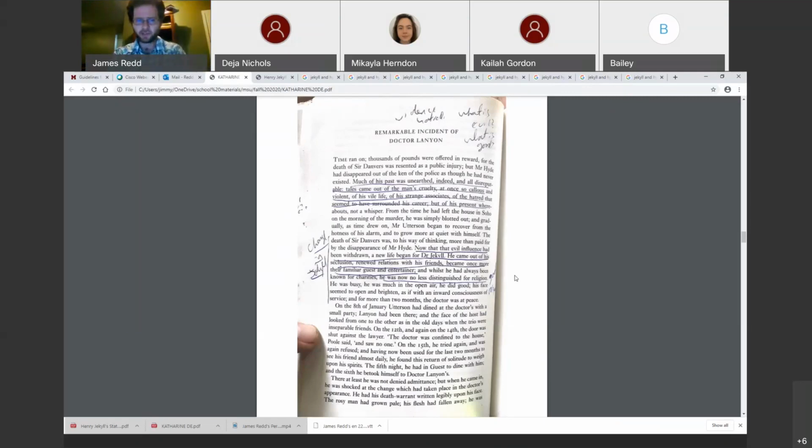And after that, we see how he changes right here. This is on page 28. Once he puts away Hyde, "a new life began for Dr. Jekyll. He came out of his seclusion. He renewed his relations with friends. He once more became their familiar guest and entertainer." And then he's even become more religious.